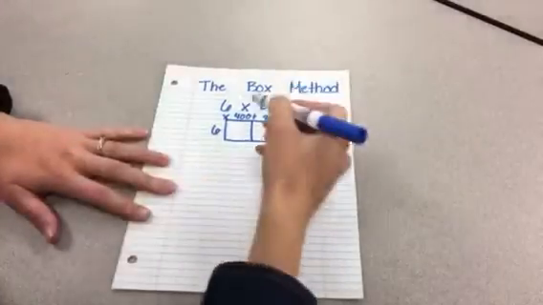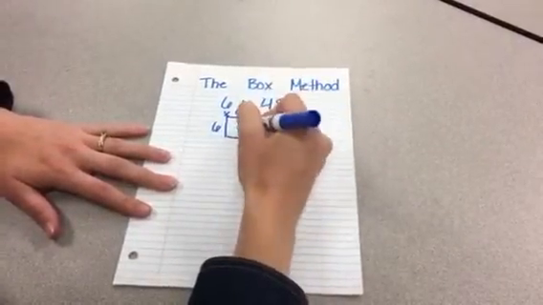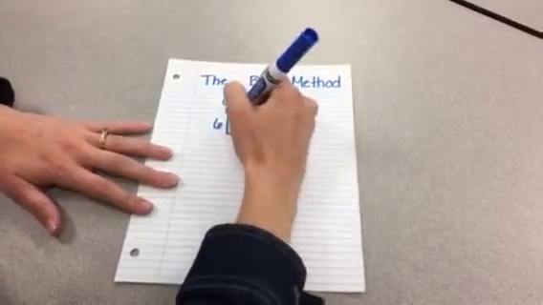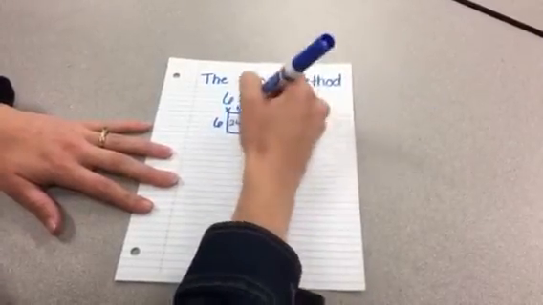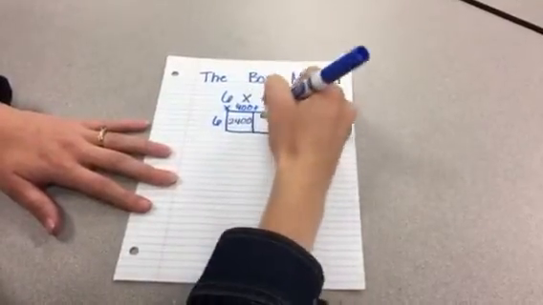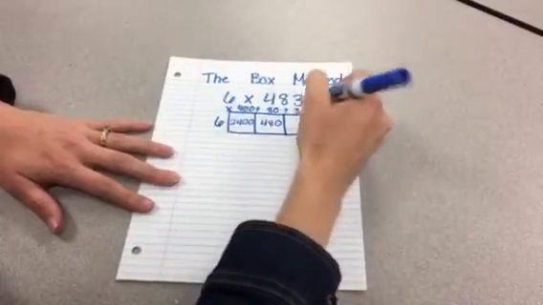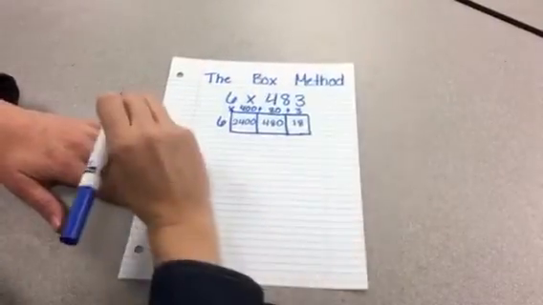Now all I have to do is just multiply each individual multiplication problem for each box. So this box is 6 times 400. Well, 6 times 4 is 24. Tack on my 2 zeros. 6 times 80. 6 times 8 is 48. Tack on my 0. And 6 times 3 is 18.